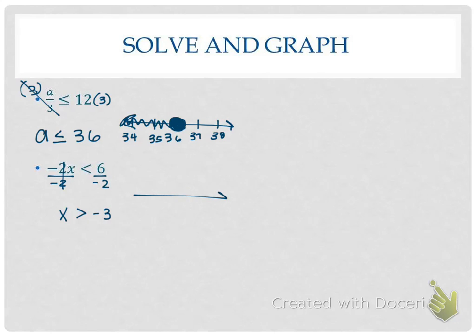X is greater than -3. So we write our -3, -4, -5, -2, -1. And what type of circle am I going to have? Open or closed? Open. And which direction am I shading? To the right.